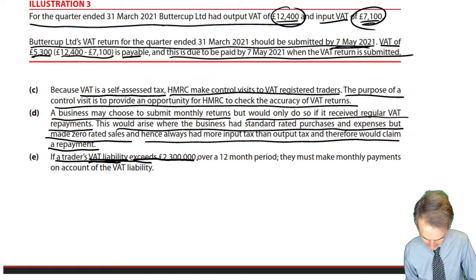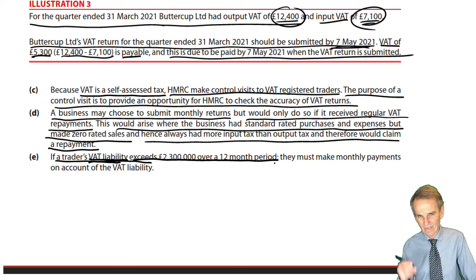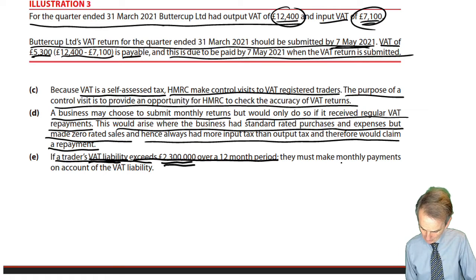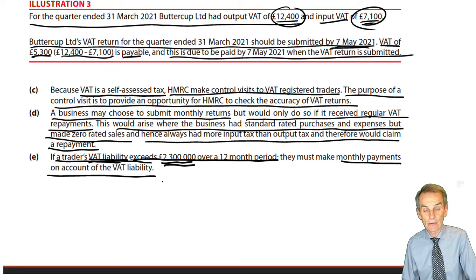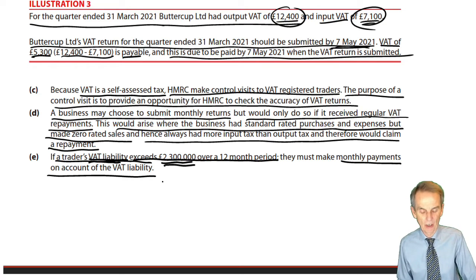If that figure exceeds 2.3 million over a 12-month period, if the trader's VAT liability, that's based on the output tax on the sales less the input tax on your purchases and expense items, if that exceeds 2.3 million over a 12-month period, then these substantial traders, as they're known, must make monthly payments on account of their VAT liability. So they too have to make a monthly payment there, but a rather larger figure, as you may well appreciate.